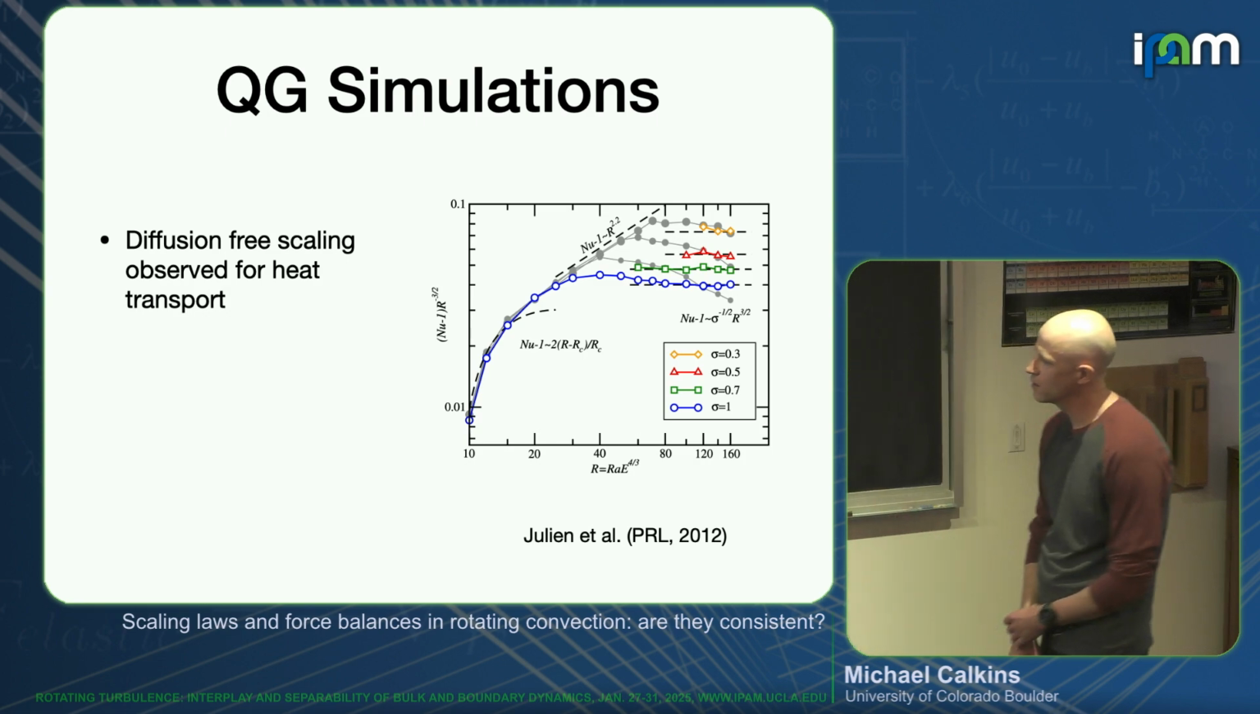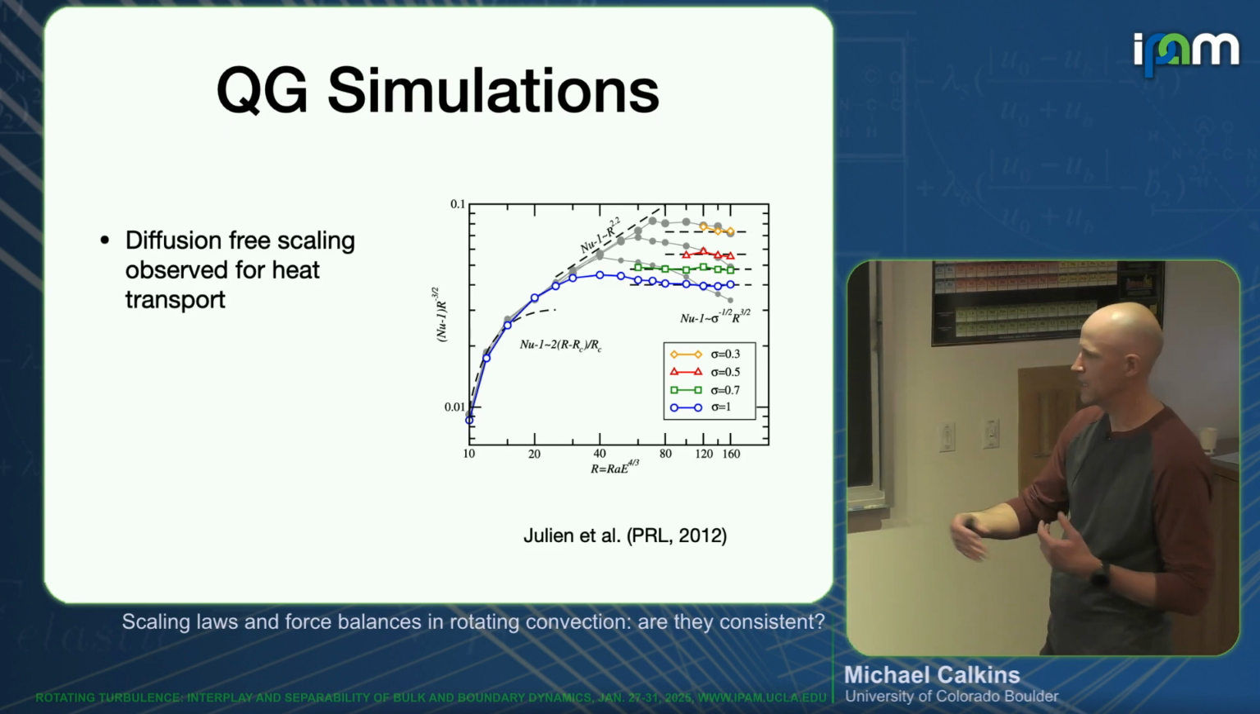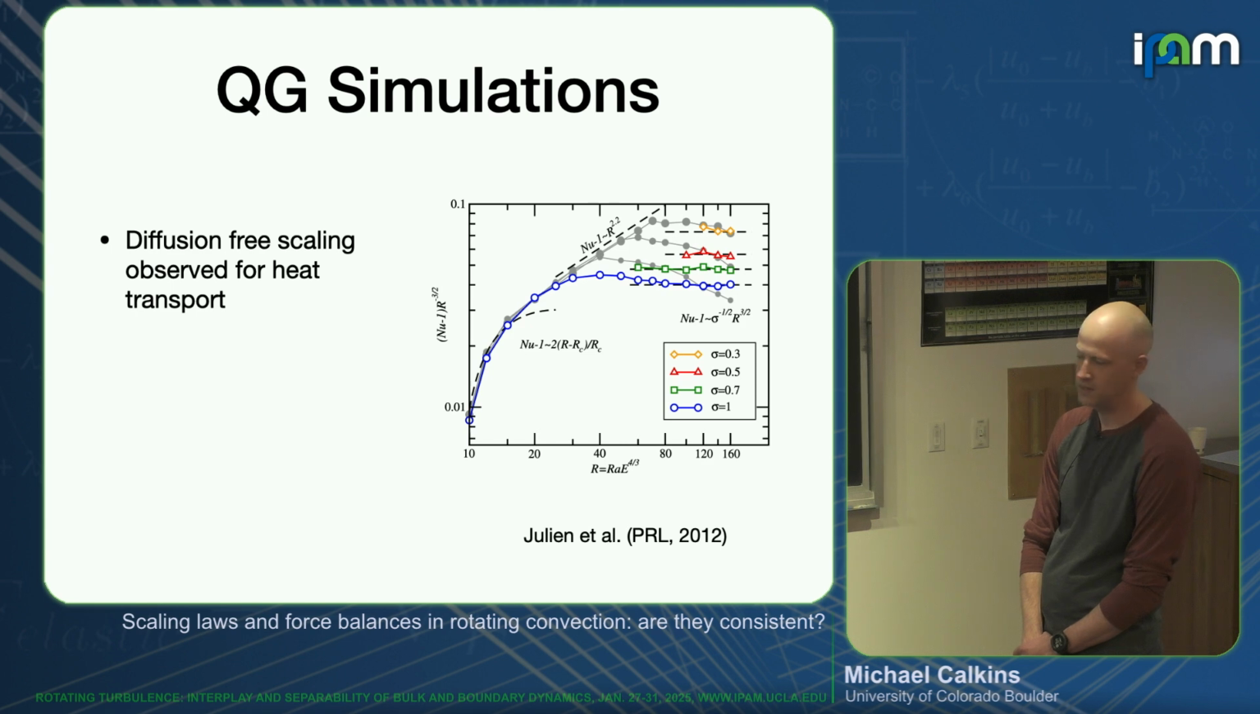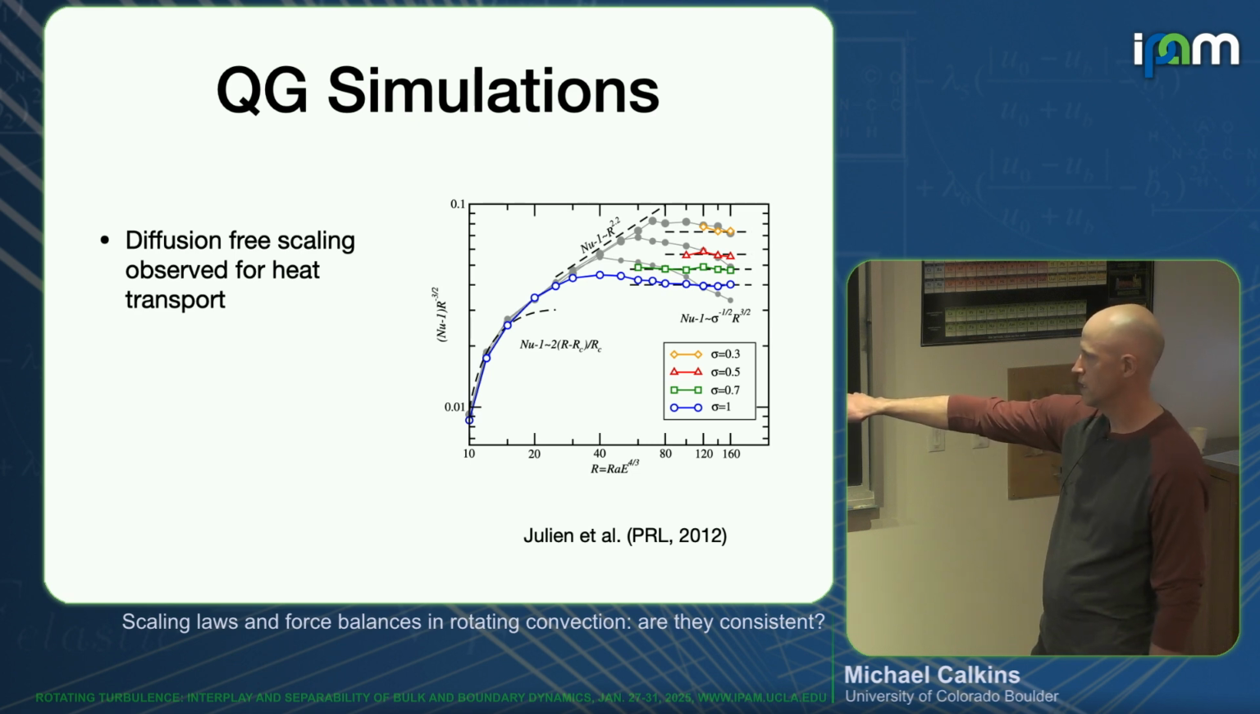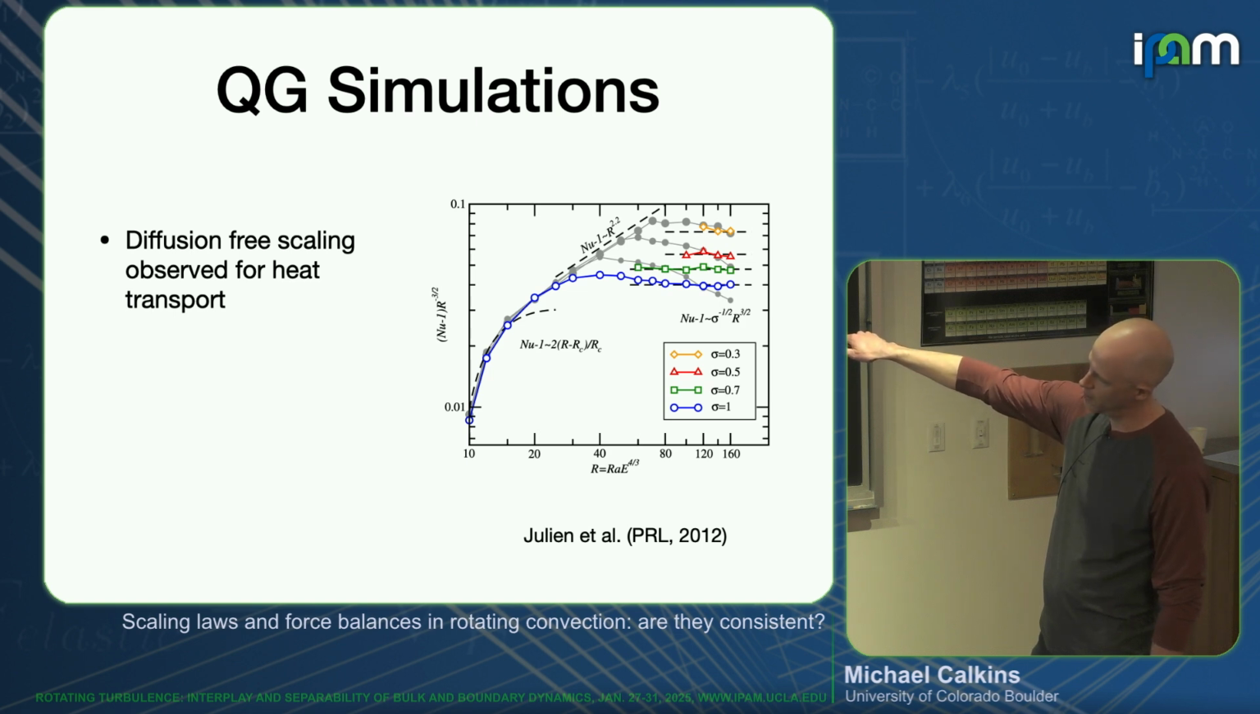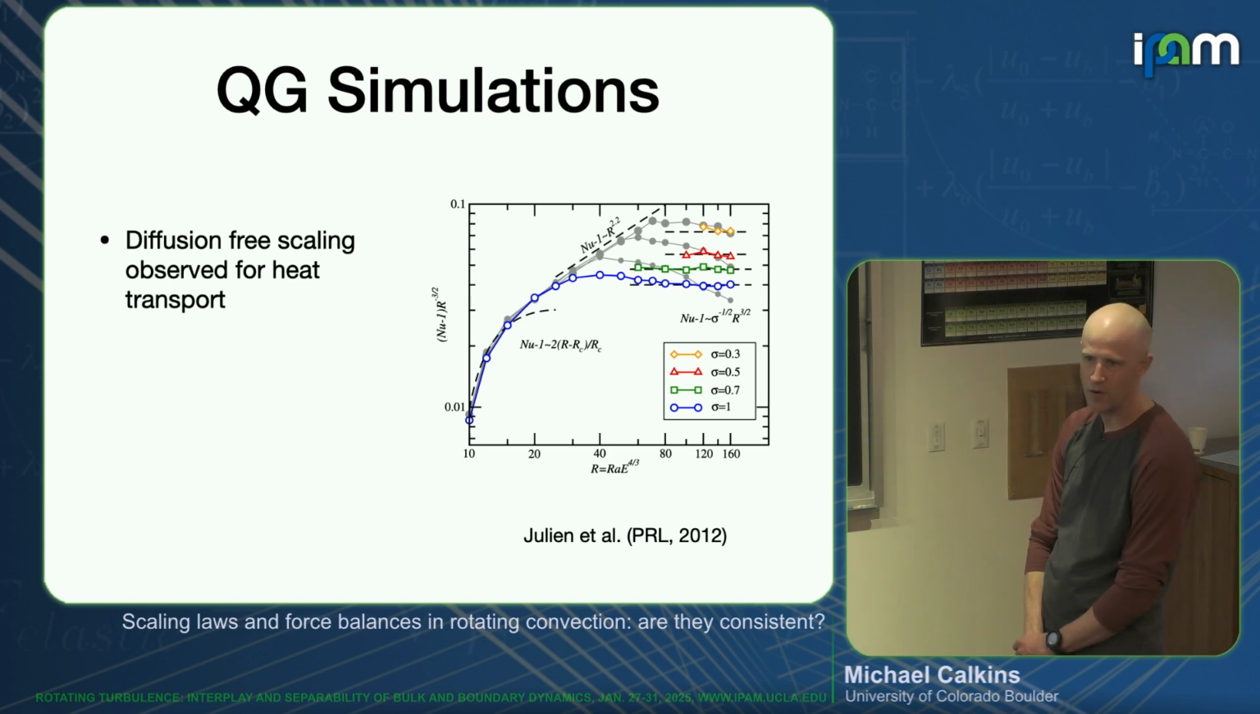So I want to talk a little bit about previous work that Keith and collaborators have done, because it kind of sets the stage for the stuff that we've done more recently. Back in 2012, Keith and coworkers published this PRL paper. And they are showing here a plot of the Nusselt number versus reduced Rayleigh number. This is a compensated plot, compensated by that Rayleigh to the 3/2 power, which is often referred to as a diffusion-free type scaling for the heat transport.